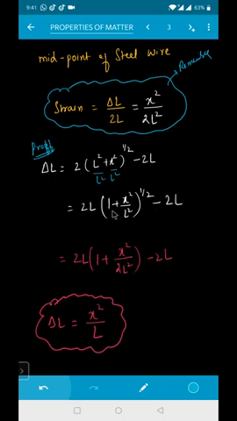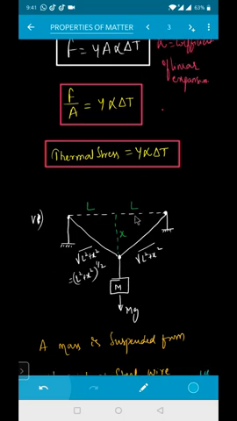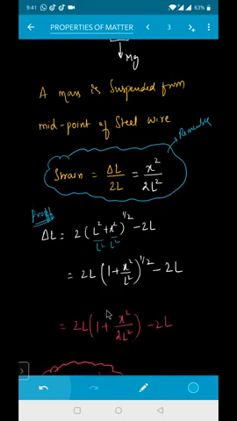This is L square here, so it is 1 by L square, x square by L square. This is minus of 2L. Minus of 2L, correct. This one is 2L. This is extension, that is delta L. This is 2L and L is nothing but 2L. So that L extension is equals to L.